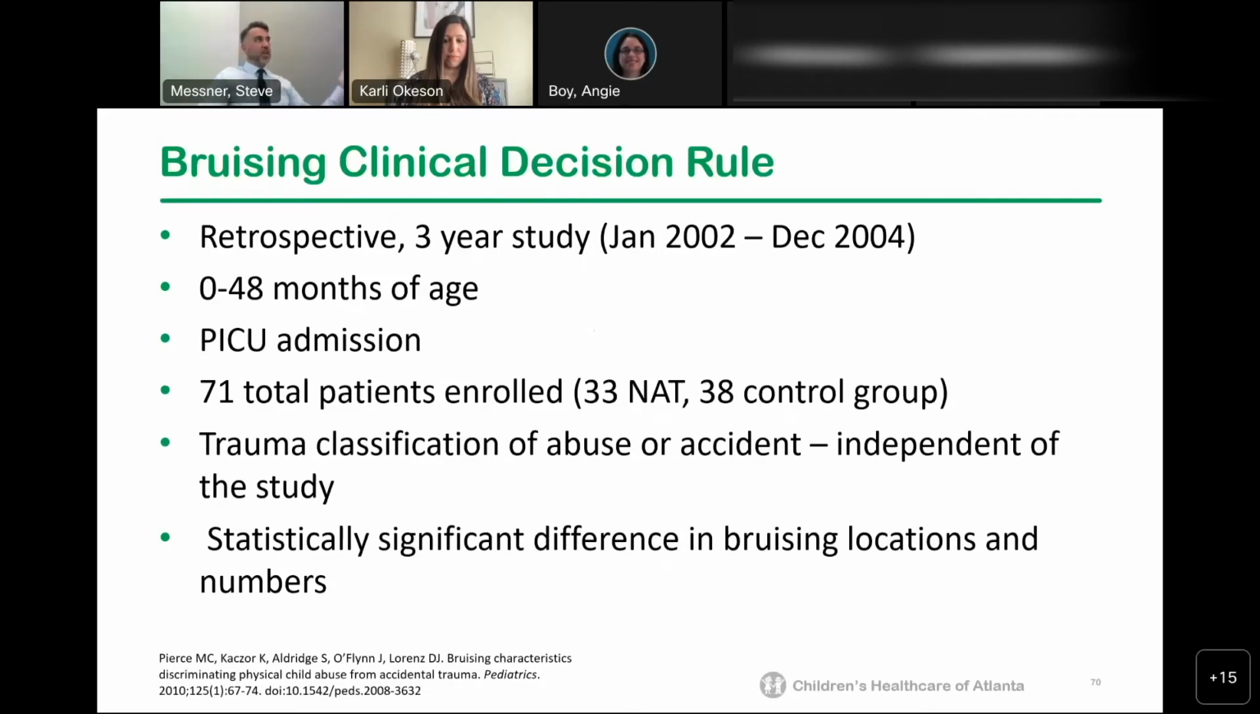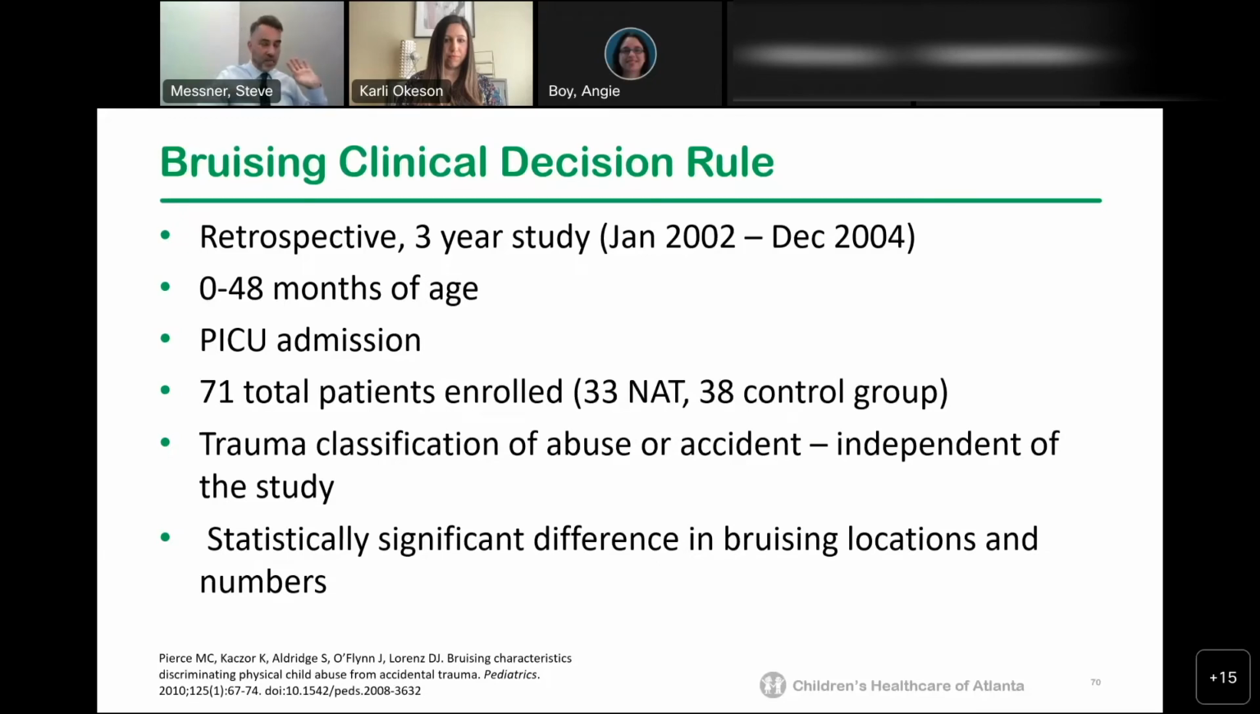So they did a 3-year study looking at children from 0 to 4 years of age, so 48 months. These were all kids who went to the intensive care unit, and they looked at about 70 patients, and they split them up. 33 were known to be non-accidental trauma, and 38 were known to have accidental trauma. And that was independent of the study. This is how they grouped them after they enrolled them in the study.